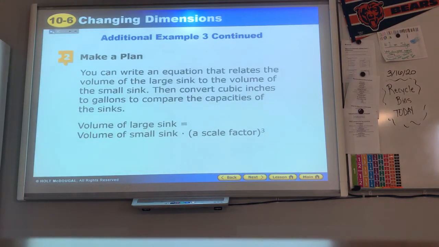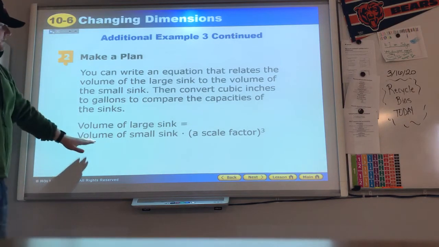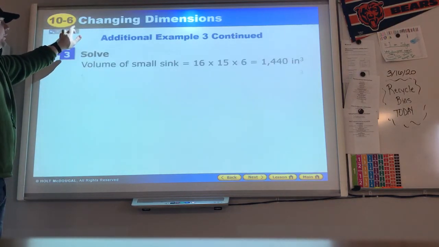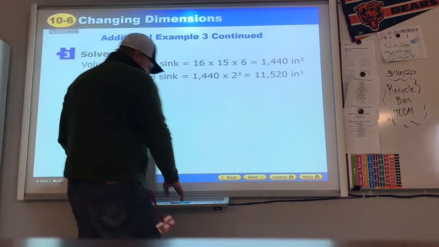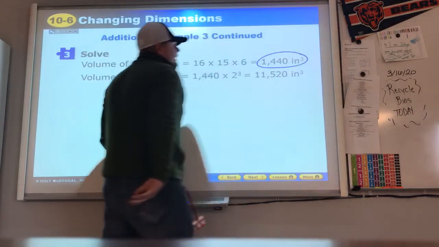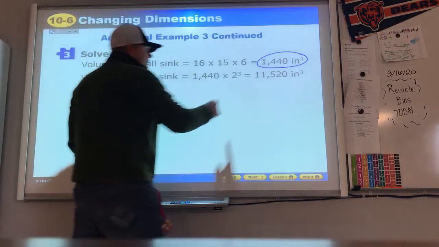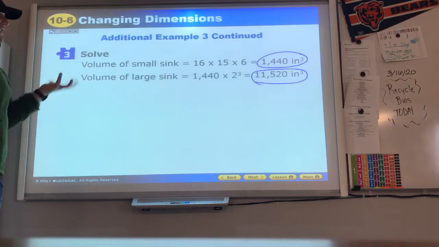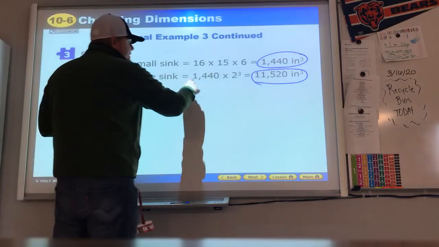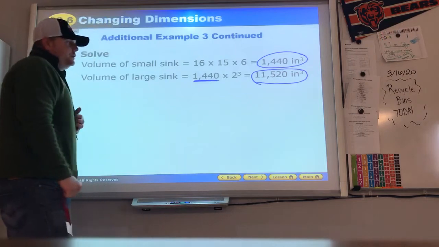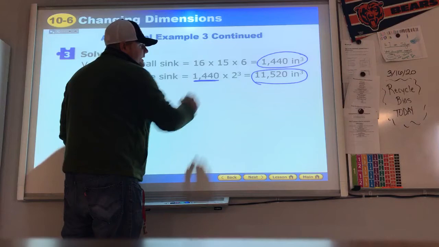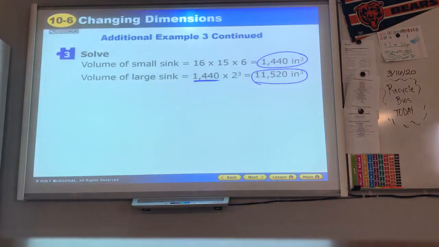You can write an equation that restates the smaller sink. All right, a scale factor of 3. So volume of the smaller sink times the scale factor of 3. Okay? Volume of the smaller sink. Okay? Volume of the bigger sink. Okay? Now we want to know the difference of them. And they got that. Notice they took this volume that was the original one. Scale factor was 2 cubed. So this times 8 gets us 11,520.